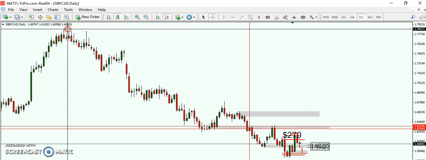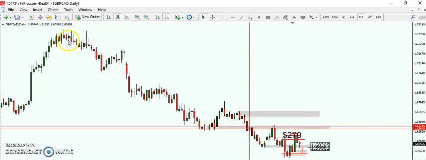Enough of this down movement. A lot of money has been made here. It's time for the market to go up.